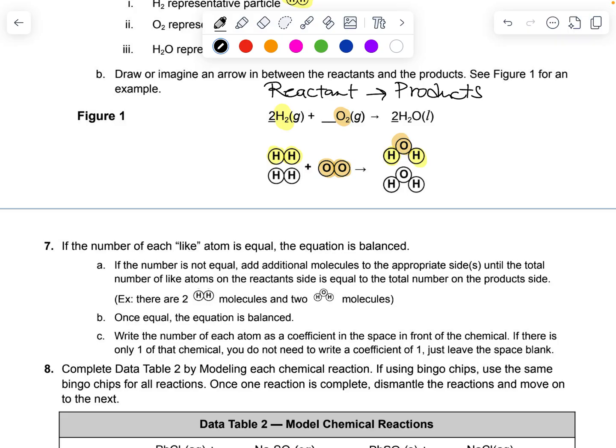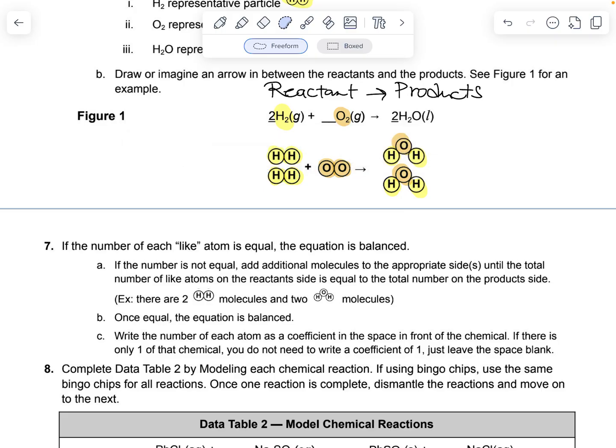And so when we look at this original, if I imagine this isn't here and this isn't here, 2 hydrogens and 2 hydrogens, great, but 2 oxygens and 1 oxygen, that's not great. And so I need to then draw another H2O so that now I have 2 oxygens and 2 oxygens, but now that means instead of having 2 hydrogens on the right, I have 4. So then I'm going to need to add another H2 pair.